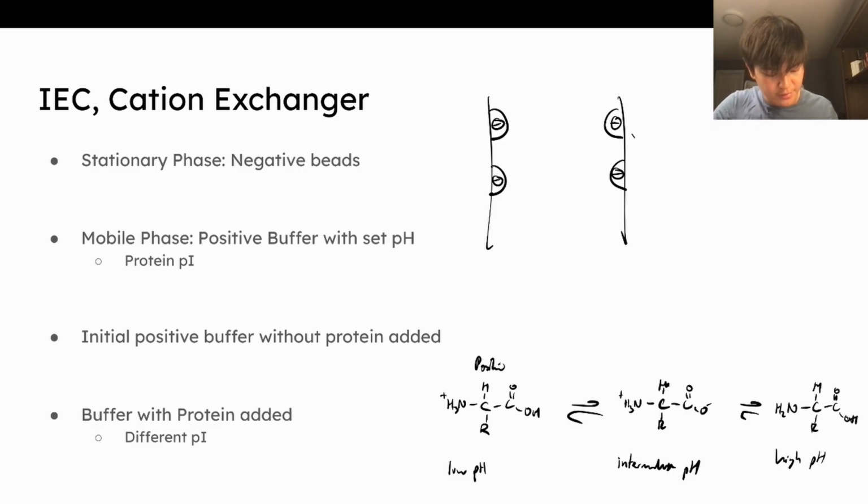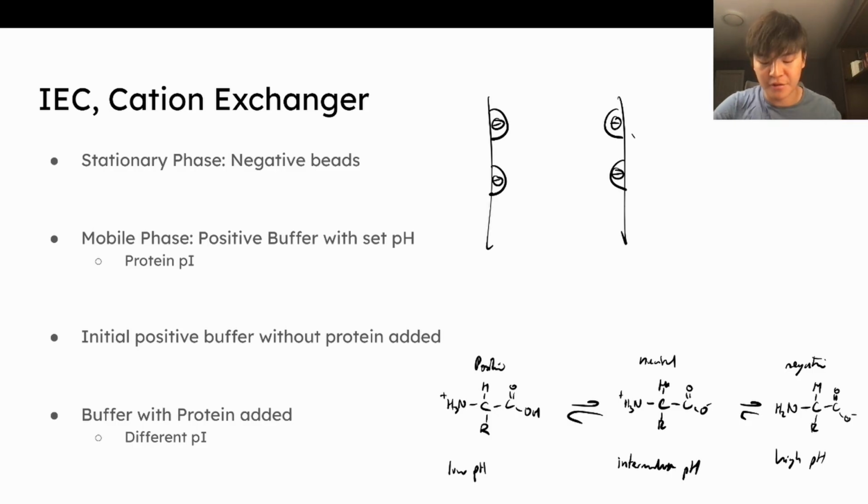Oops, this should be negative. Right? Positive, neutral, negative. So we set our buffer pH to a certain pH where we know how the proteins are going to react, right? Proteins have different isoelectric points. Some might be neutral, some might be positive, some might be negative, okay?